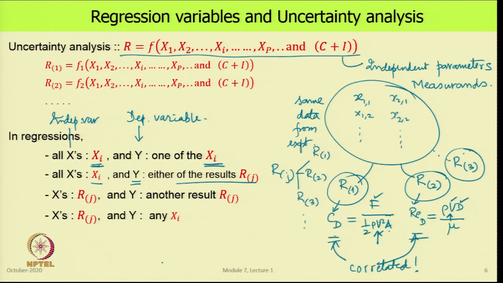That means we are making a regression, in this case between one measured parameter and another measured parameter, or against a measured parameter and a result from the same experiment. A third possibility is that we could make a regression between any of the result relations and another result relation. So, we have R1, R2, R3 like that. In this case we could make a regression between R1 and R3. So, that would be a mathematical function that we are looking for.